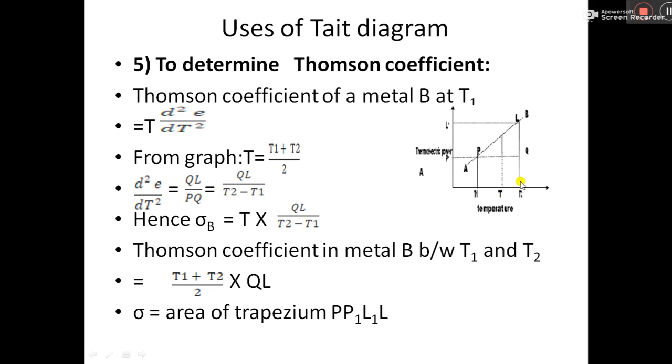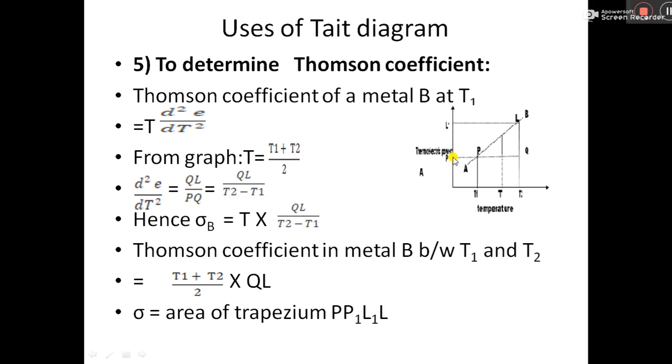See here PQ is nothing but T2 minus T1. Hence σB, the Thomson coefficient, is equal to T into QL by (T2 minus T1). Thomson coefficient in B between T1 and T2 is given by (T1 plus T2) by 2 into QL. That is nothing but σ equals area of trapezium.